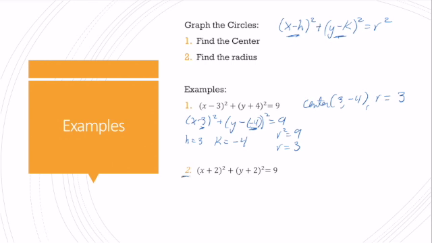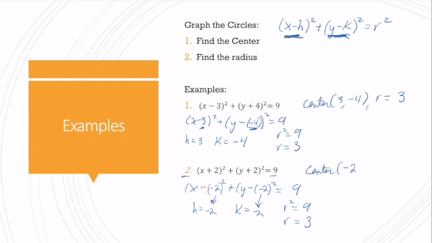Last but not least, I have x plus 2 squared plus y plus 2 squared equals 9. I need to rewrite this so I have negatives. This gives me x minus negative 2 squared plus y minus negative 2 squared equals 9. My h is negative 2. My k is negative 2. My r squared is 9, so my radius is 3. So I have a center of negative 2, negative 2, and a radius of 3.